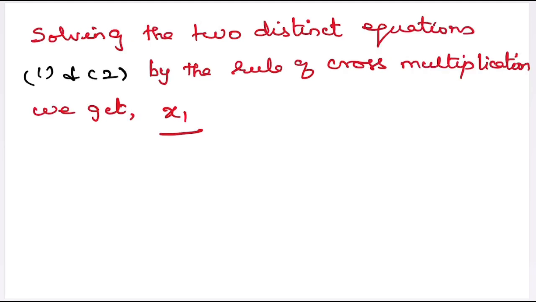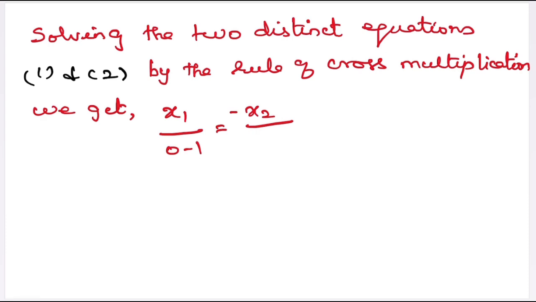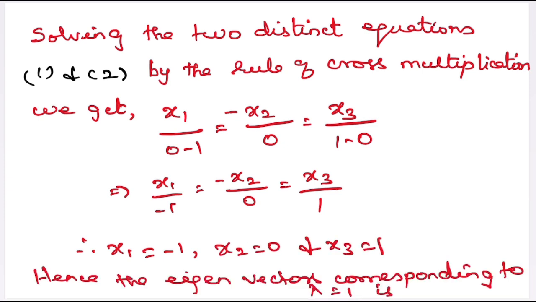So now we have x1 by 0 minus 1. So that is equal to, second one, minus x2. So minus x2 by 0 minus 0, which is 0. That is equal to x3 by 1 minus 0. So which gives x1 by minus 1 is equal to minus x2 by 0. That is equal to x3 by 1. So therefore we have x1 is equal to minus 1, x2 is equal to 0 and x3 is equal to 1. Hence the eigenvector corresponding to lambda is equal to 1 is x1 is equal to minus 1, 0, 1. So this is the first eigenvector.